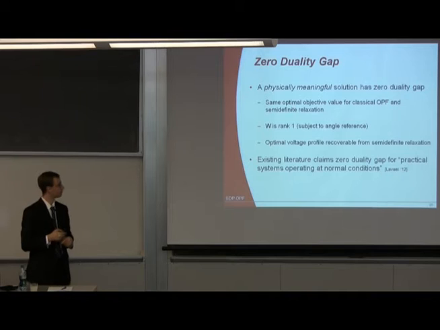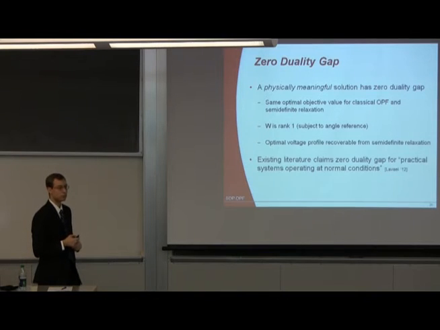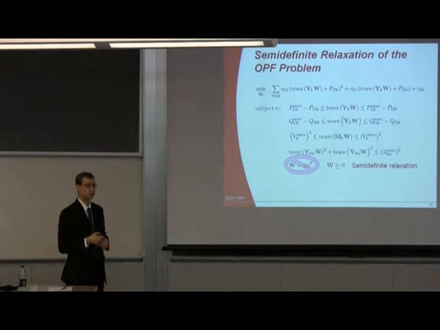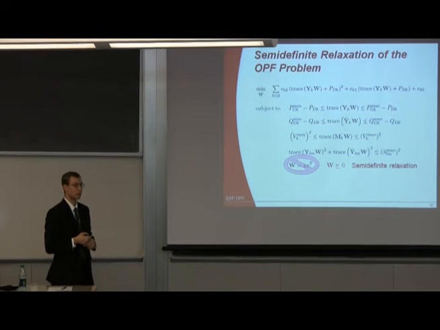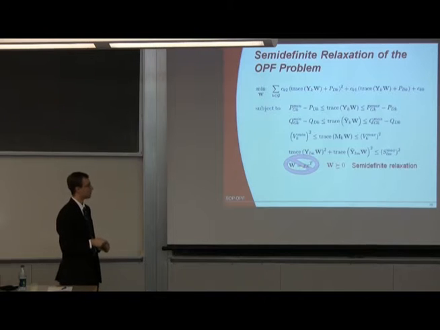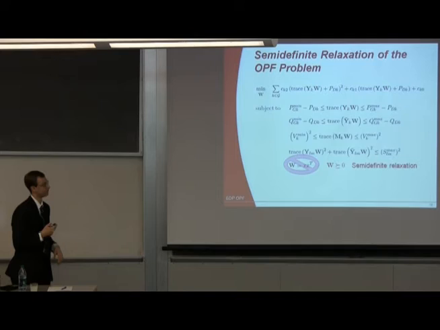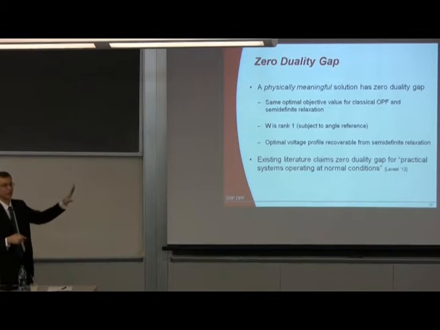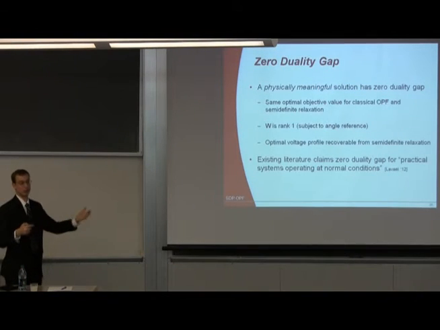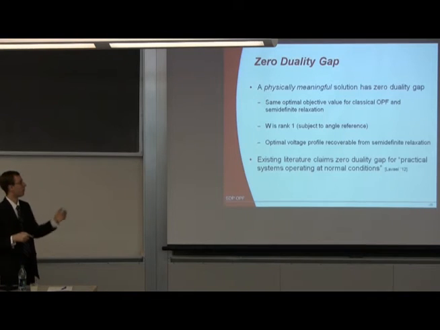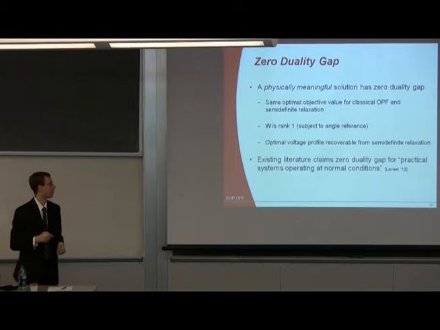Yeah? Then if you say the constraint is W for the semi-definite, certainly, if we constrain W to be XX transpose, it would be redundant. But we just completely drop that constraint. So if this W matrix can be written as an XX transpose, in other words, it's rank one, then we can recover the optimal solution from this semi-definite program.